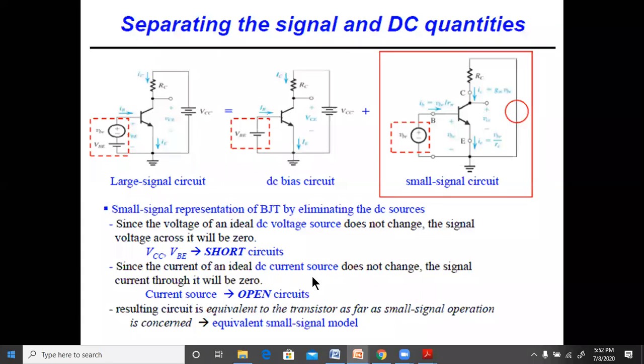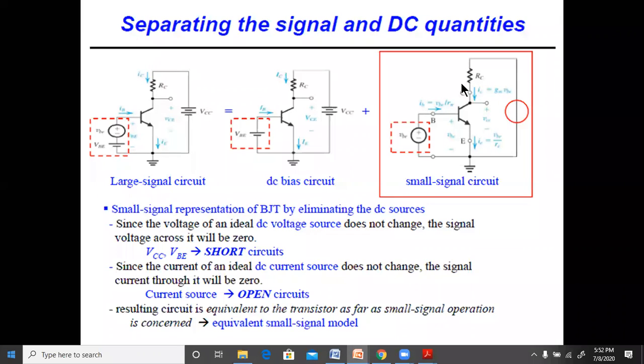Since the current of the ideal DC current source does not change, the signal current through it will be 0. That is, the current source is open circuited. We don't have a current source here, so that point does not arise. Whereas this arises because we have two DC voltage sources, VBE and VCC, and both will be shorted. So the resulting circuit is the equivalent circuit of the transistor as far as the small signal operation is concerned. Thus we get an equivalent small signal model.